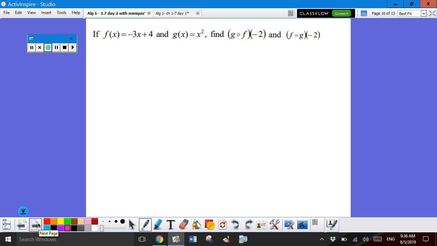Okay, take a second and see if you can figure out these guys. Remember, this is g of f of negative 2, and you're working from the inside out. And this one is f of g of negative 2. So here you start on the f, and here you start on the g. Pause here, see if you can come up with these answers.